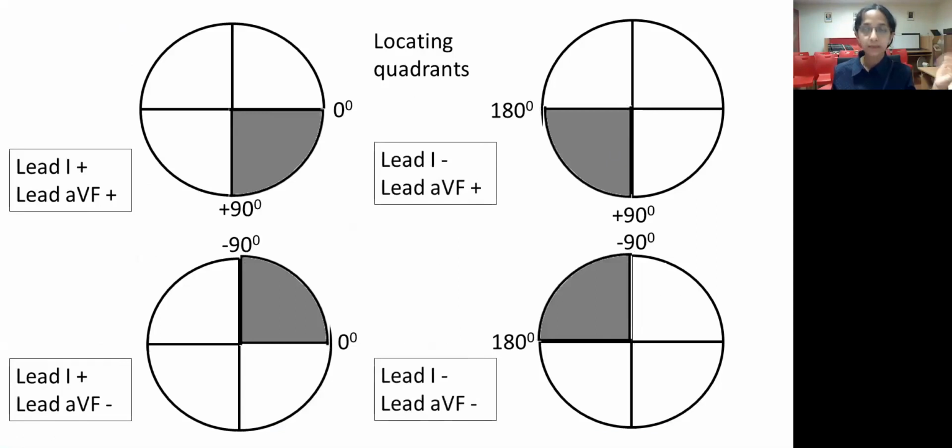You could use similarly any two leads. It could be lead 2 and AVL. It could be lead 3 and AVR, to first locate your quadrants. But I feel lead 1 and AVF is much easier to understand.